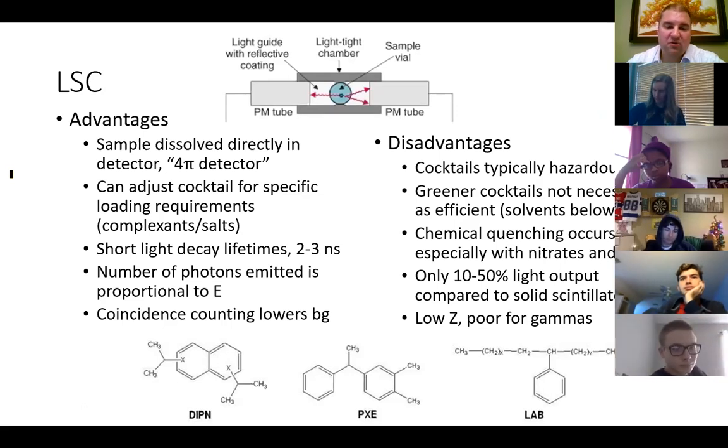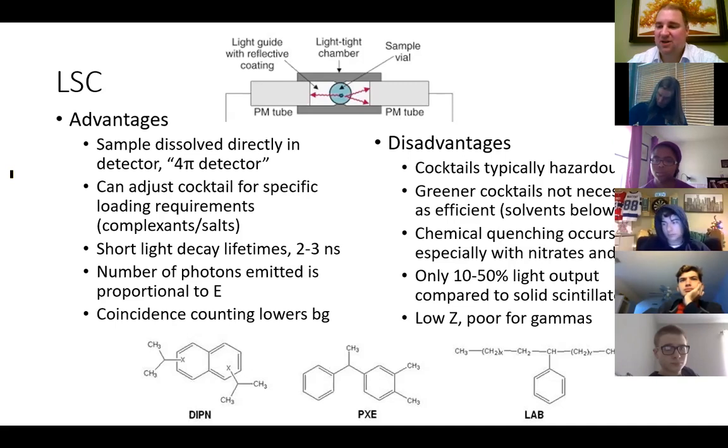So you can use liquid scintillation counting to do spectroscopy. It's possible, okay? It's got really bad resolution, so it would not be my first choice for spectroscopy, but you could do spectroscopy with liquid scintillation counting.